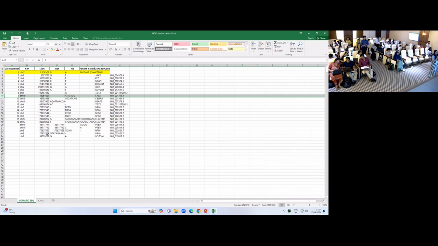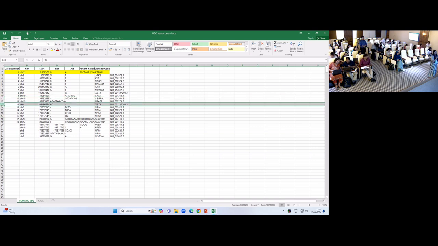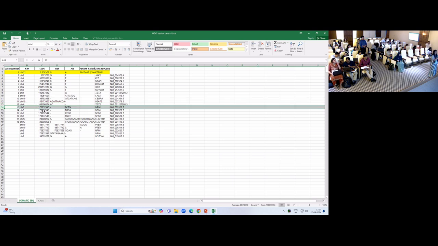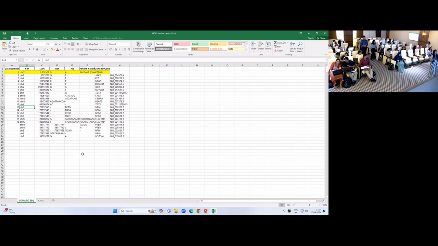Show the NPM1 one with the TCTG, the 13th, the one below it with the chromosome. Okay, how to put it in? Just show that much. How to put it when there is nothing in the reference sequence?